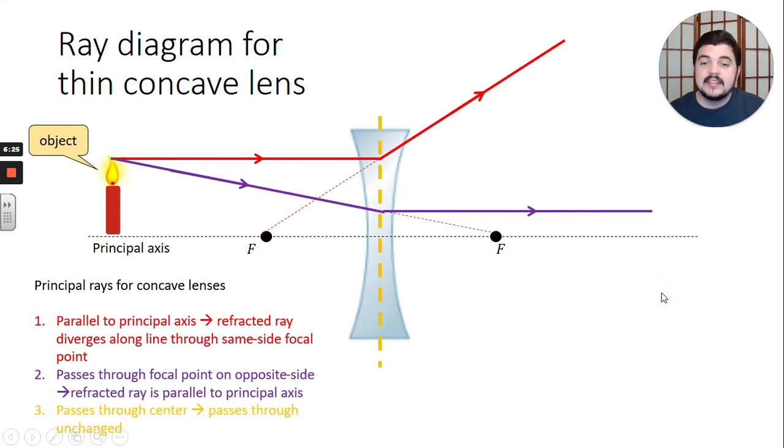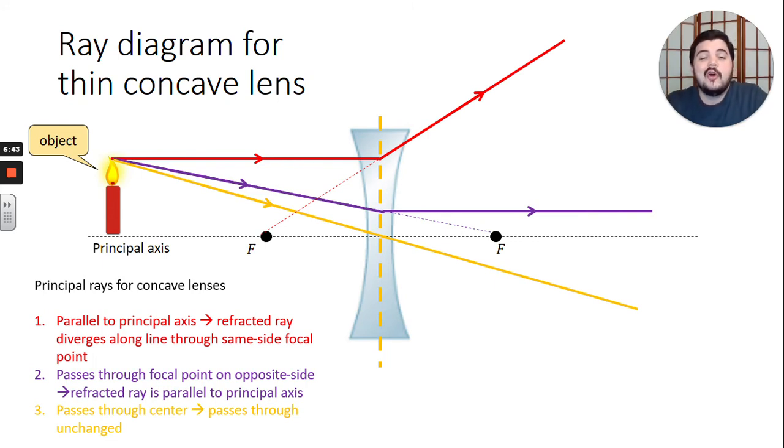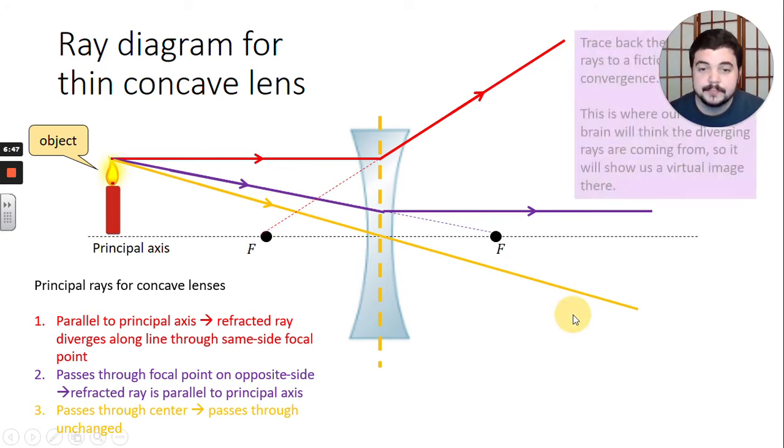All right, last but not least, the ray that goes through the center will go through unchanged. It is helpful to draw this ray, even though you don't technically need it, because if all 3 of your light rays don't intersect at the same point, then you know you made a mistake. So this is a useful third ray to use as a check to make sure that it also has the same image location as the first 2.